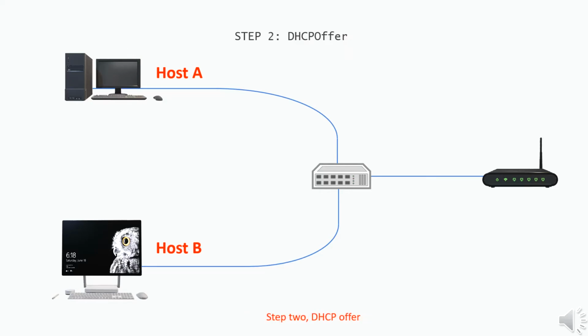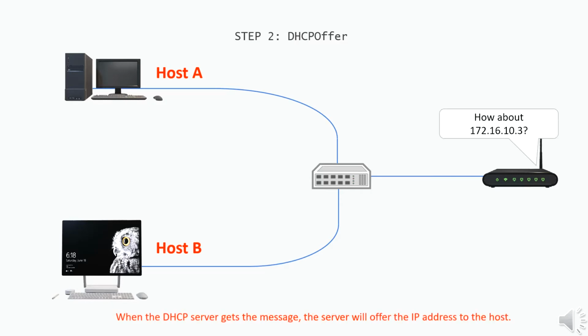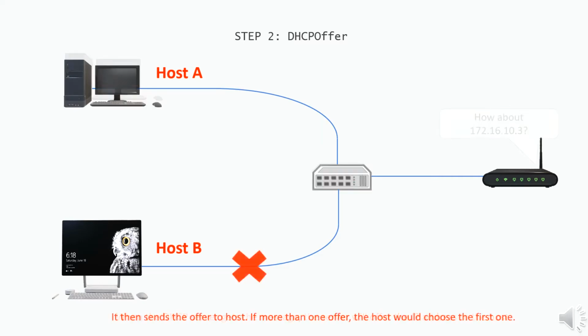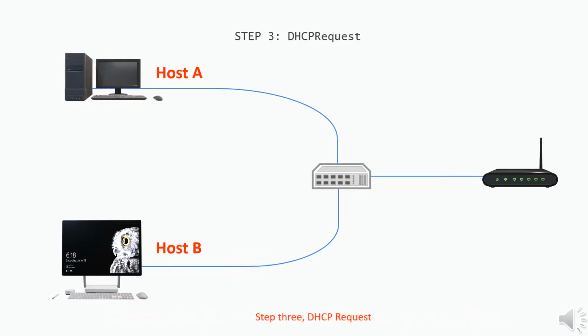Step 2. DHCP Offer. When the DHCP server gets the message, the server will offer the IP address to the host. It then sends the offer to the host. If there is more than one offer, the host will choose the first one. Step 3. DHCP Request. The host will take the offer and send the request to the DHCP server.